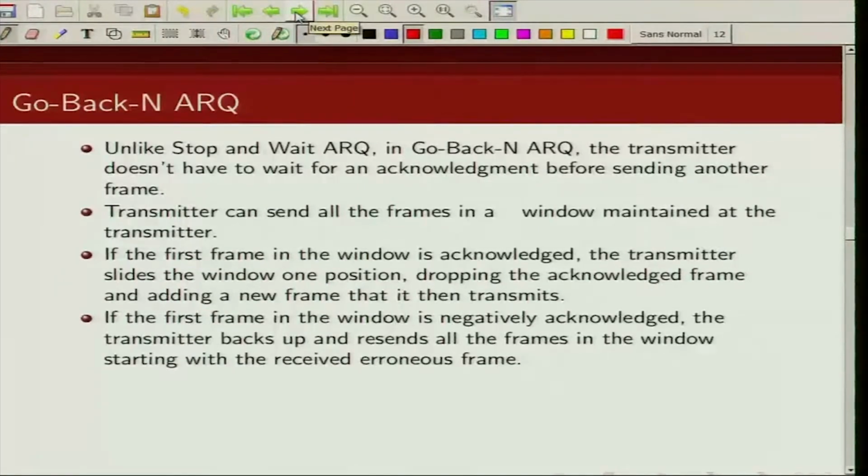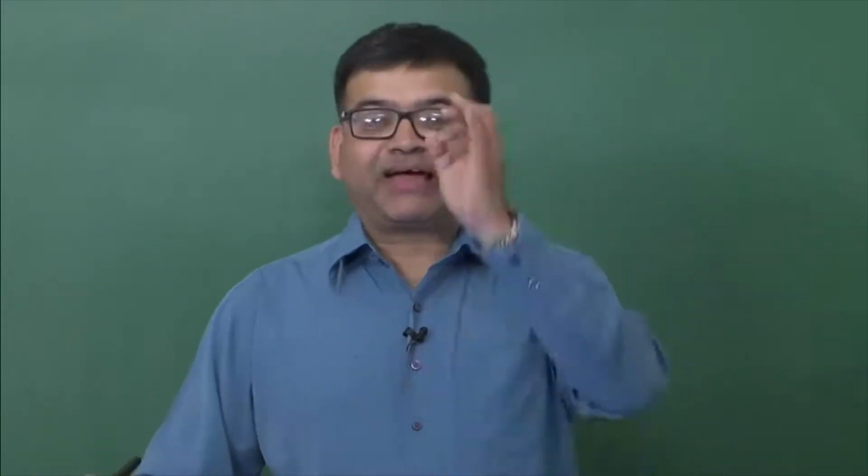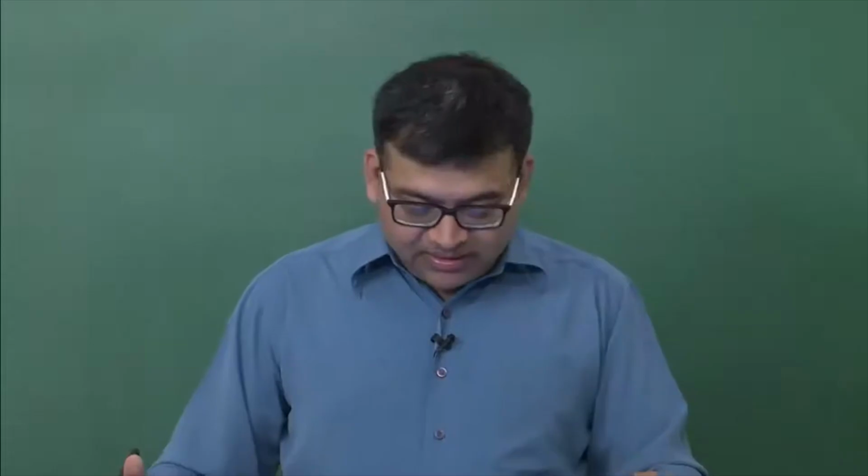Now what happens if the first frame in that window is negatively acknowledged, that is, it's not received correctly? Then the transmitter backs up and resends all the frames in the window starting from the erroneously received frame. So for example, if I am sending packets 1 to N and my fifth packet is in error, I get a NAK corresponding to the fifth packet, then from the fifth onward I am going to start sending those packets again.